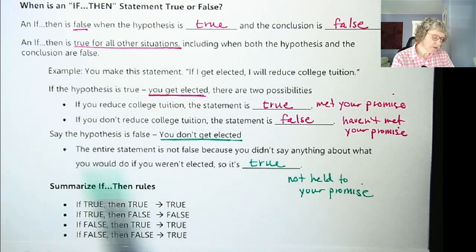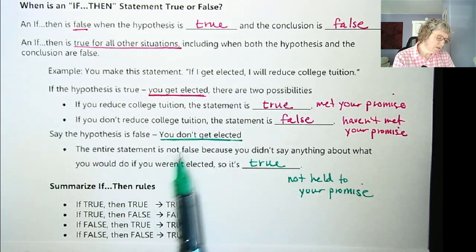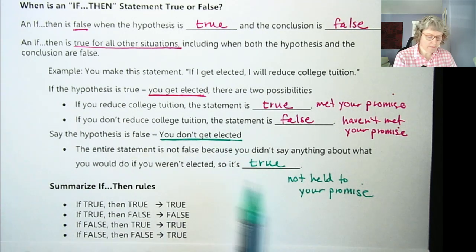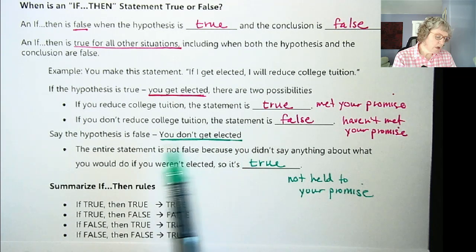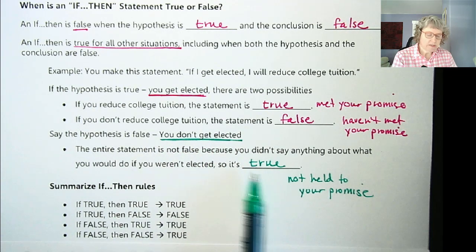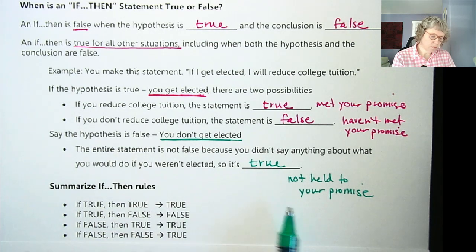Okay, and again, two things could happen. So if you did not get elected, maybe you did find some other way to reduce college tuition. Okay, so that would be true. But if you were not elected and you did not reduce college tuition, we still consider that to be true because you're not held to your promise.